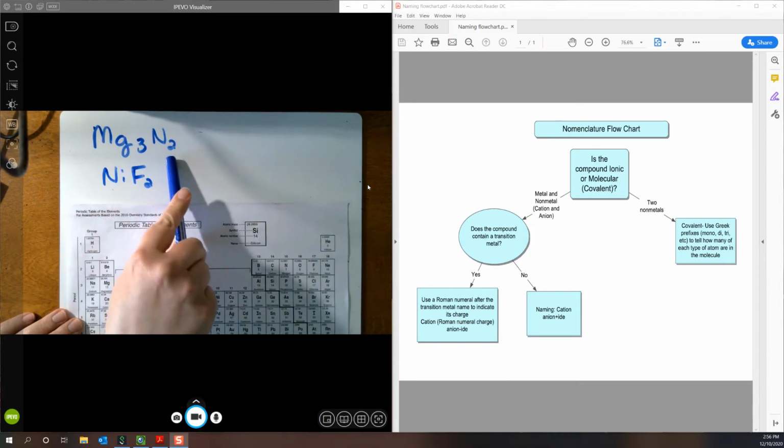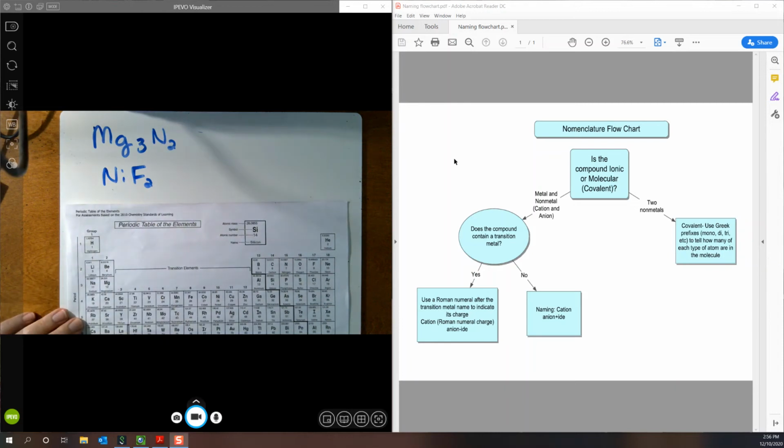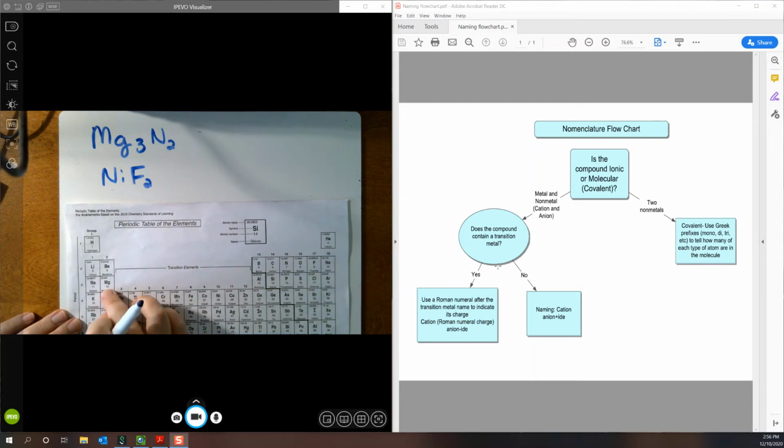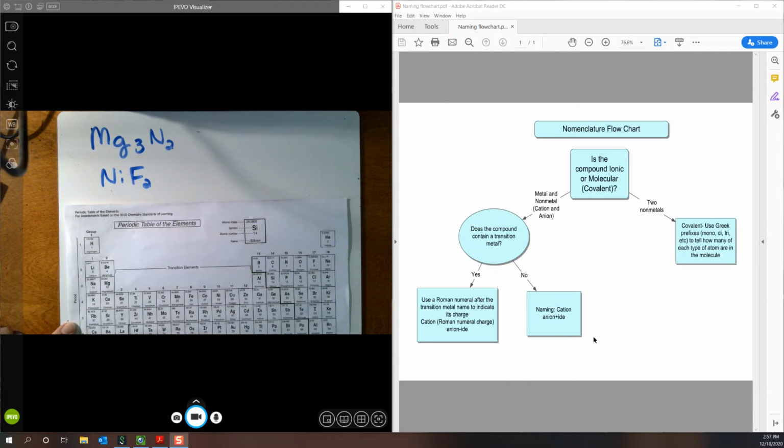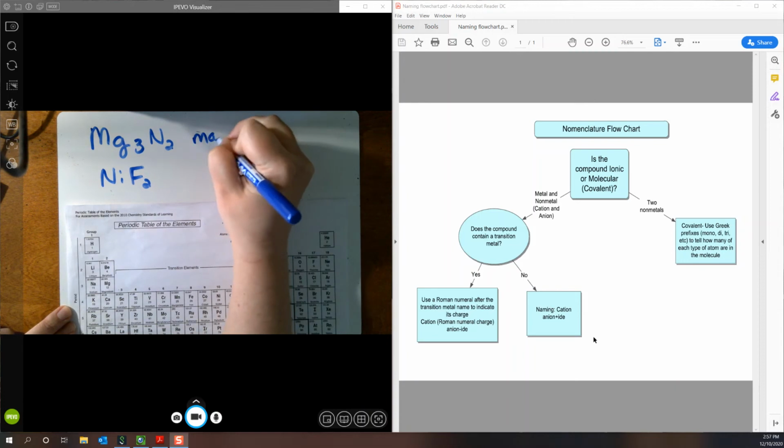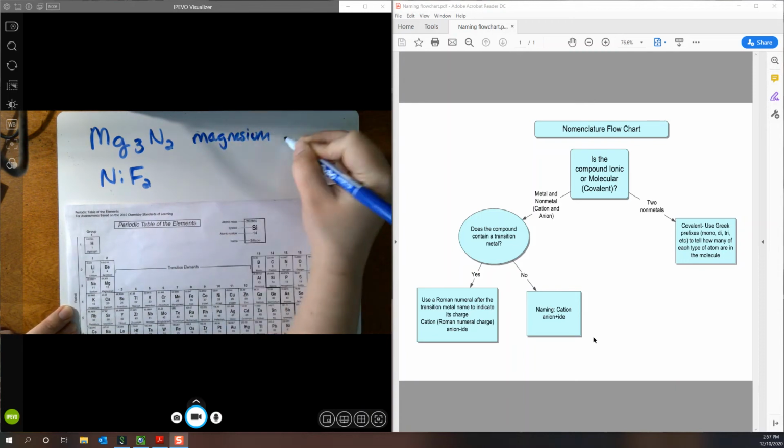When I look at this first one, going through the flow chart, I would say, okay, is it ionic or molecular? Well, it has a metal and a nonmetal, so it must be ionic. Now, does the compound contain a transition metal? Well, magnesium is not a transition metal. And also, this is more broadly, does it have multiple oxidation states? But transition metals are kind of just a convenient thing to look at. Magnesium is not a transition metal. It does not have multiple oxidation states. So all I have to do to name this is write the name of the cation and then the anion plus the suffix "ide." So this would simply be called magnesium nitride.